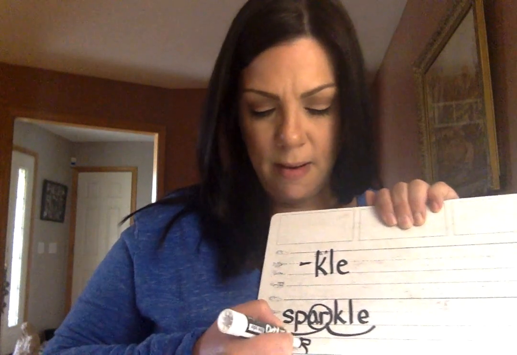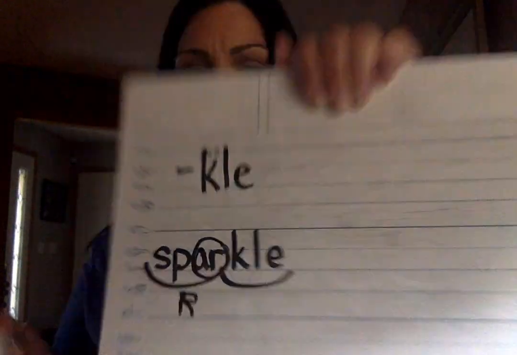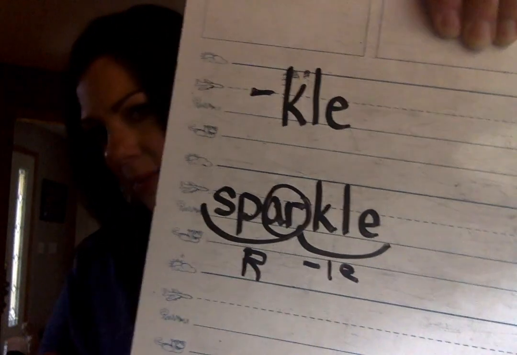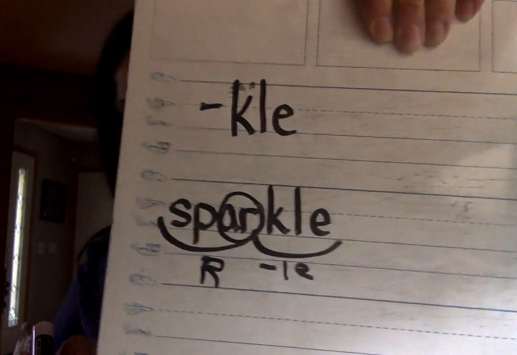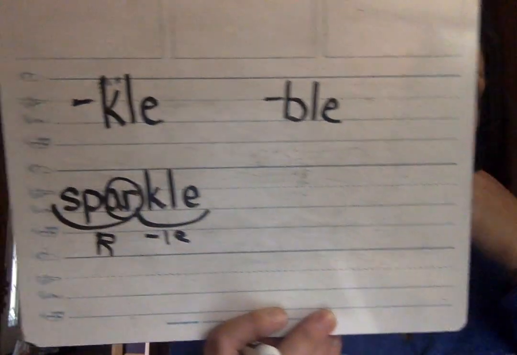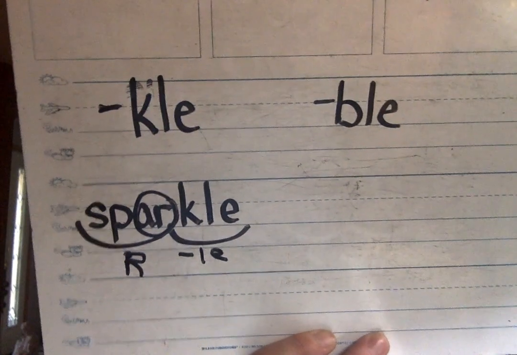Okay, keep working. Spar is different, right? It has the A-R in it. So it is an R-controlled syllable and the L-E syllable. Good job. Okay. The next one we're going to do is the bowl sound at the end. Bowl. Can you come up with a word that you think would end with bowl?